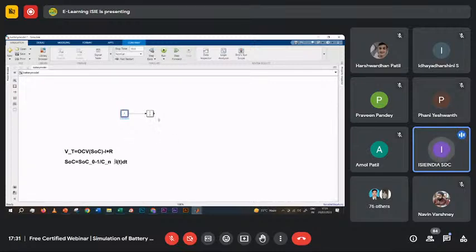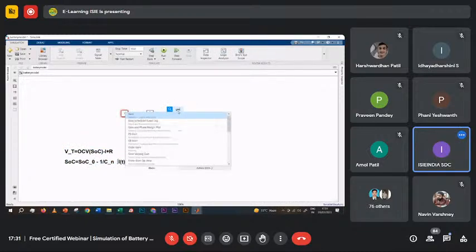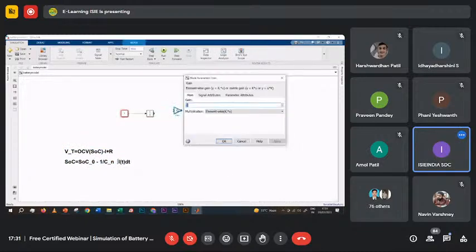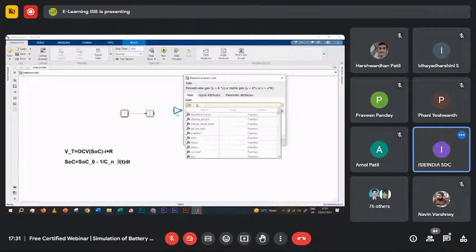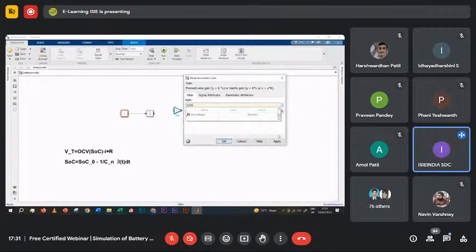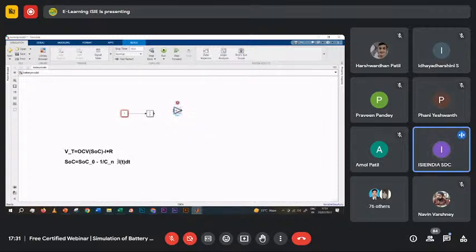Now, after that, what I have to do is multiply this integrator with 1 by Cn. So let me call for a gain block, which is 1 divided by Cn. I am creating a variable and it is Cn. Now this one will be giving my SOC.